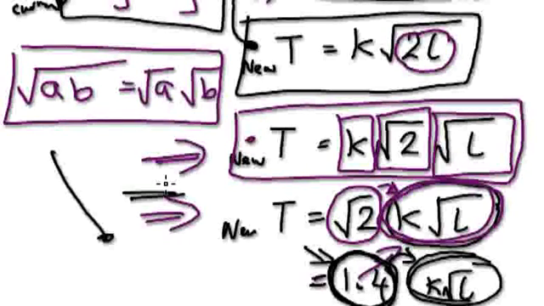And you can use the same technique if you want to multiply the length of the string by 7. What you do is you look at this number in front. That will tell you how it relates to the old time.